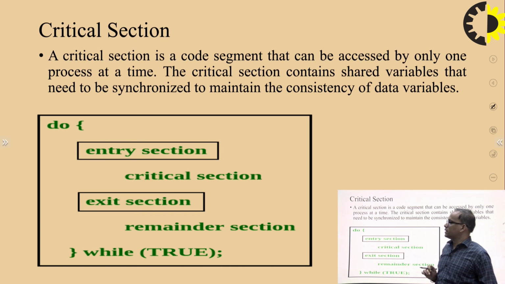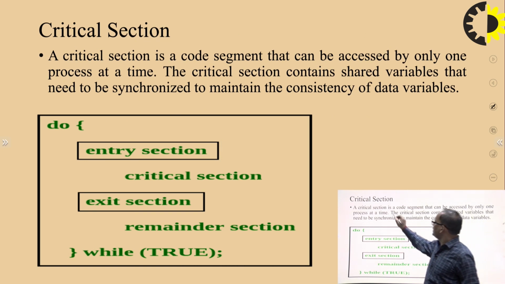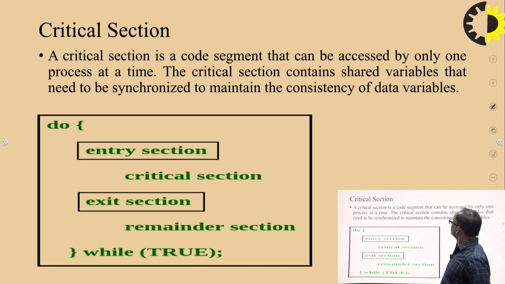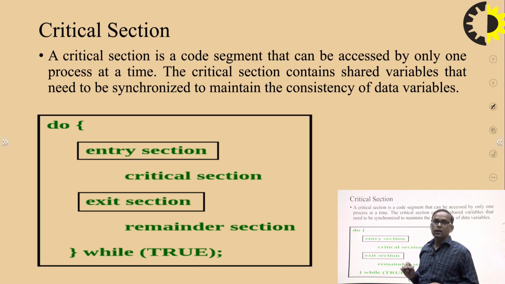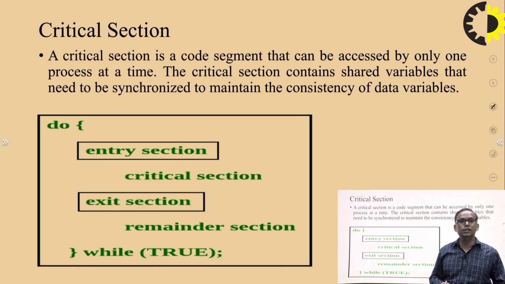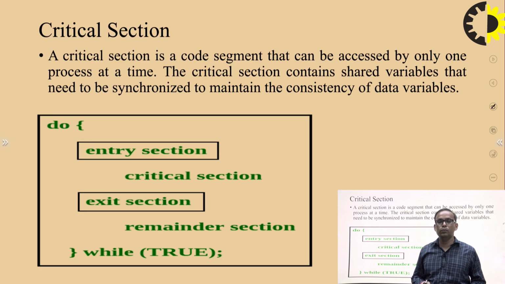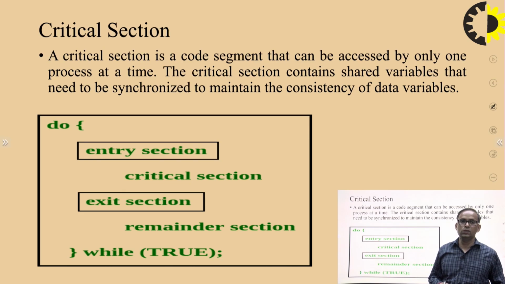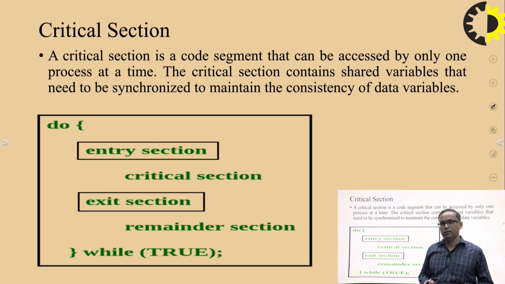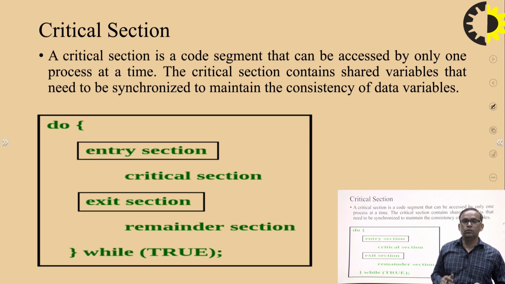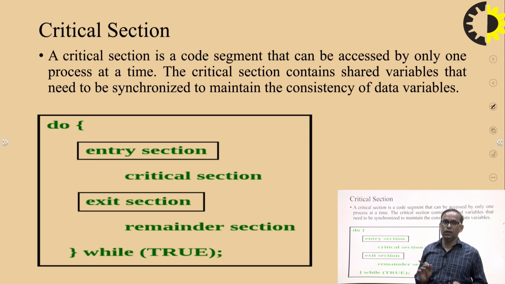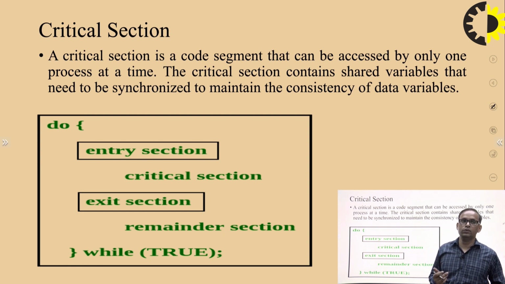Next one is the critical section. What is the critical section? A critical section is a code segment that can be accessed by only one process at a time. It means the critical section is a piece of code in which concurrent cooperative processes access a shared resource, like a table or a variable. They perform updates on the table, or a process may want to increment or decrement the value of a common variable. That particular piece of code in a program is known as the critical section. Every concurrent process has its critical section.